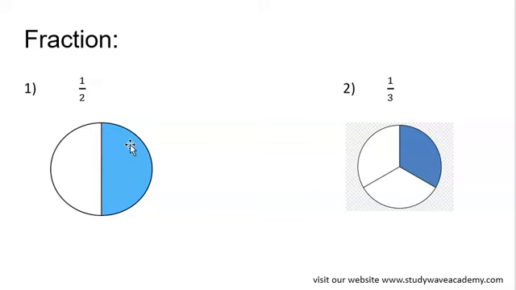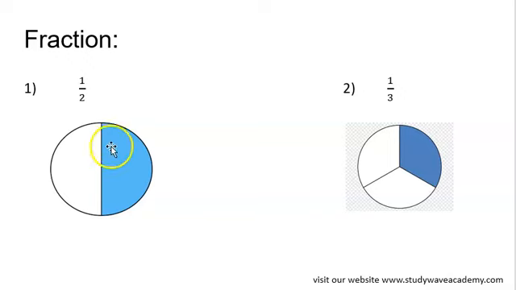Now, in a fraction, we have what is called the numerator and the denominator. The up part is called the numerator and the down part is called the denominator. Did we get that? Now we said fractions represent a part of a whole and the numerator represents the shaded part.